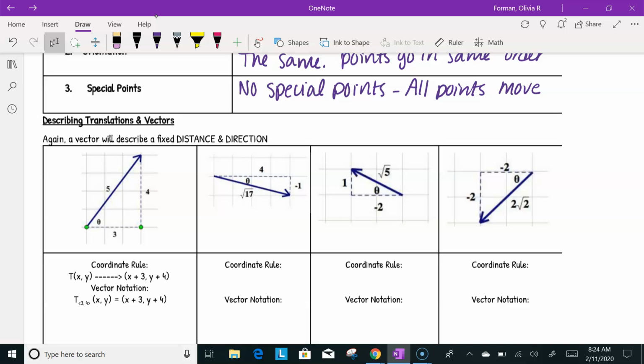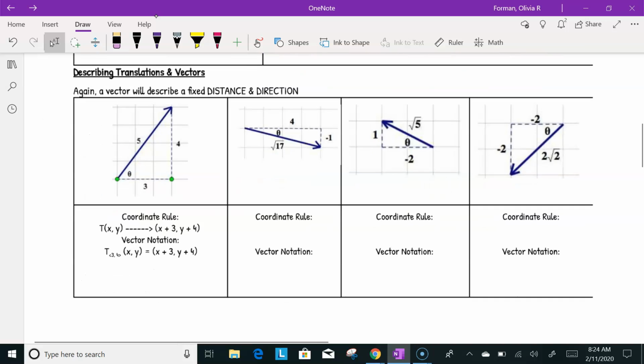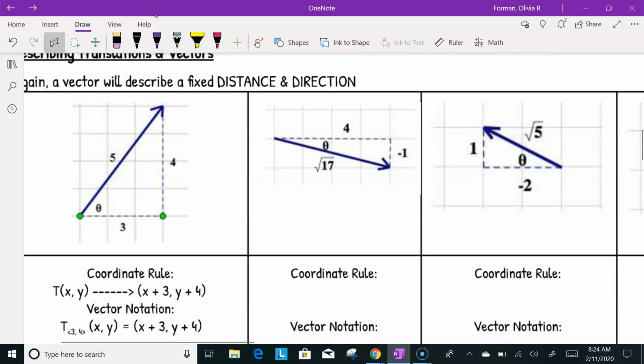So now it says describing translations and vectors. Again, I've said a couple times already, the paragraph up above says that a vector will describe a fixed distance and direction. It hits both distance and direction. So this arrow drawn in here, you will see that the distance it gives you is 5. We don't really need to find that. It's just relating this back to that distance formula, Pythagorean theorem type thing.